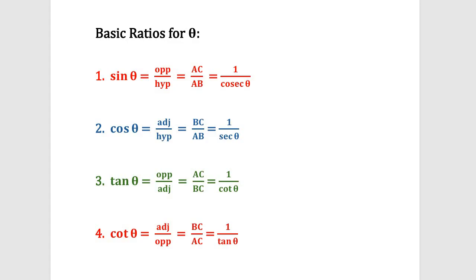Formula number 4, cot theta equals adjacent by opposite. BC is the adjacent, AC is the opposite, so we have cot theta equals BC by AC. Tan theta is reciprocal to cot theta. In this case, cot theta equals 1 by tan theta.